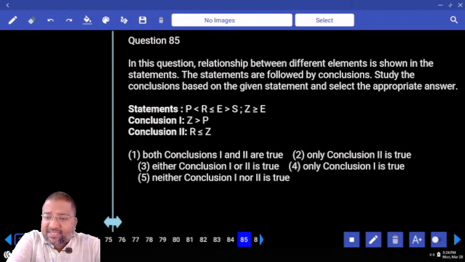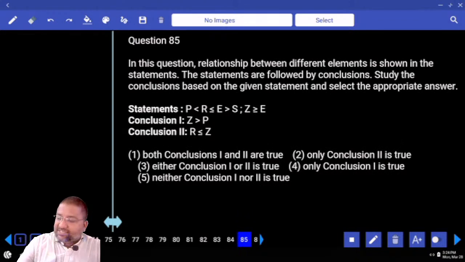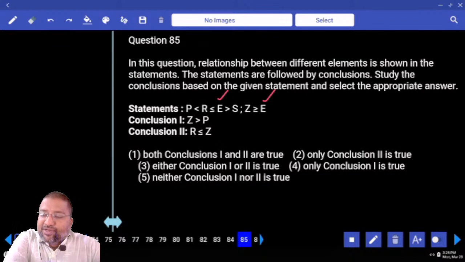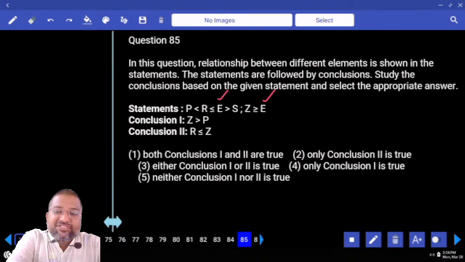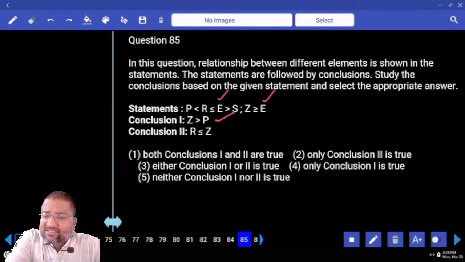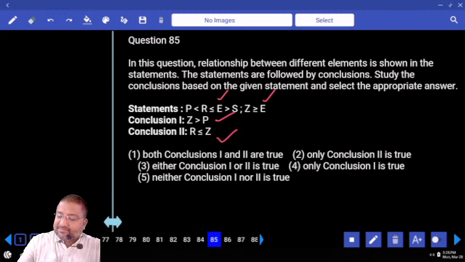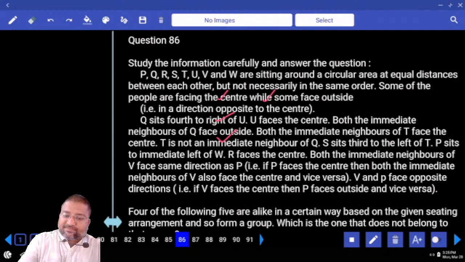Z and P, I need to take the help of E, because E is the common letter between Z and P. Z greater than or equals to E. రివర్స్లో చెప్పండి, ఆ సింబల్ యొక్క అర్థం ఏంటి? ఈ నుంచి పీకి. ఈ ఈజ్ గ్రేటర్ దెన్ పి. గ్రేటర్ దెన్ ఆర్ ఈక్వల్స్ టు గ్రేటర్ దెన్. గ్రేటర్ దెన్. ఆర్ లెస్ దెన్ ఆర్ ఈక్వల్స్ టు ఈ. ఈ లెస్ దెన్ ఆర్ ఈక్వల్స్ టు జెడ్. సో ఆర్ లెస్ దెన్ ఆర్ ఈక్వల్స్ టు జెడ్. రైట్ ఆర్ రాంగ్? రైట్. Both 1 and 2 follow.